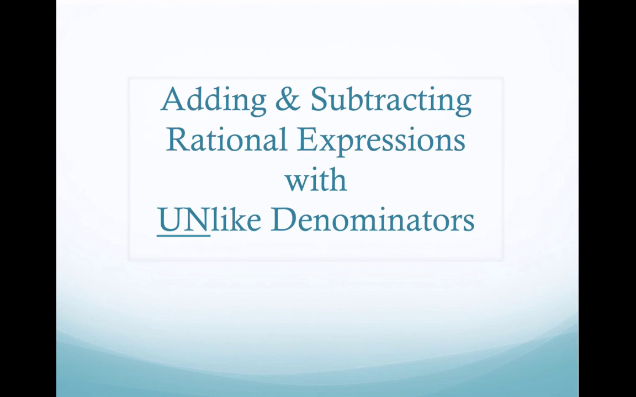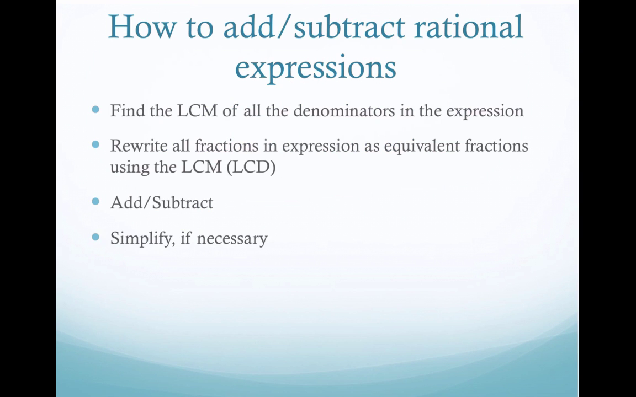In this lesson, we're going to talk about adding and subtracting rational expressions that have unlike denominators. When we want to add and subtract rational expressions, we want to find the least common multiple of all the denominators in our expression. We want to rewrite the fractions as equivalent fractions using that least common multiple or least common denominator. And then all we have to do is add and subtract the numerators and simplify if we need to.